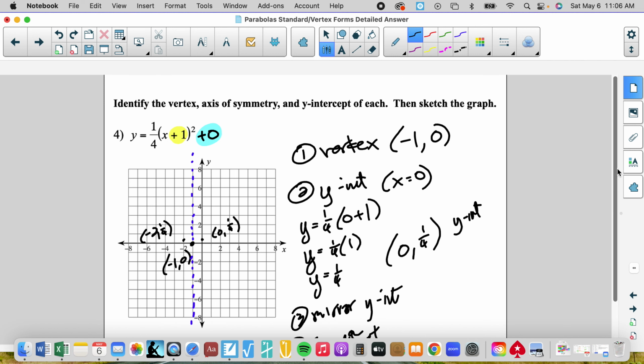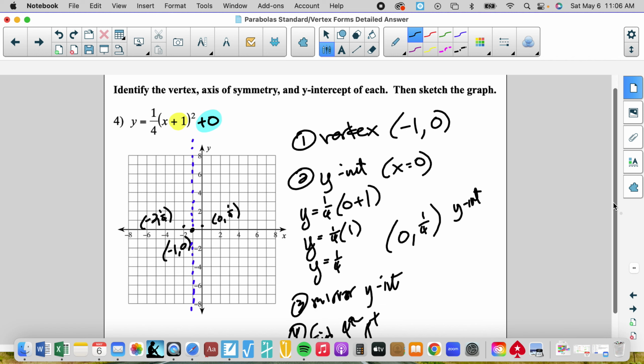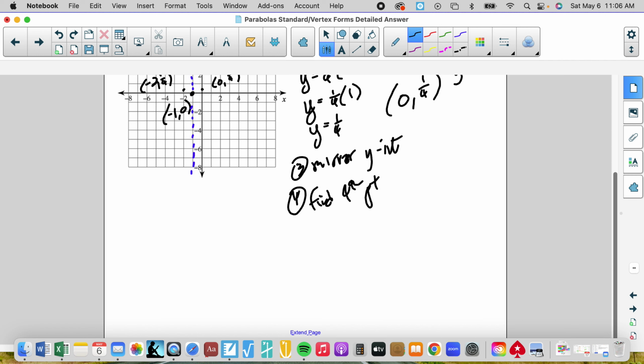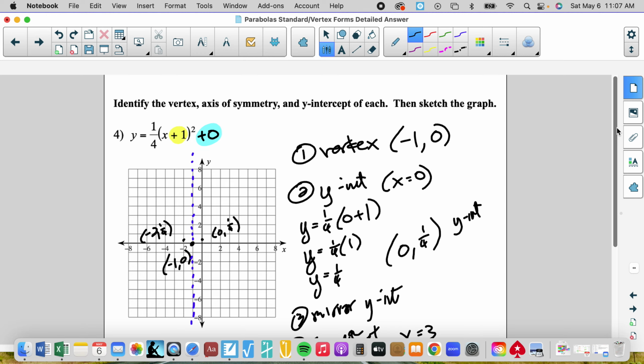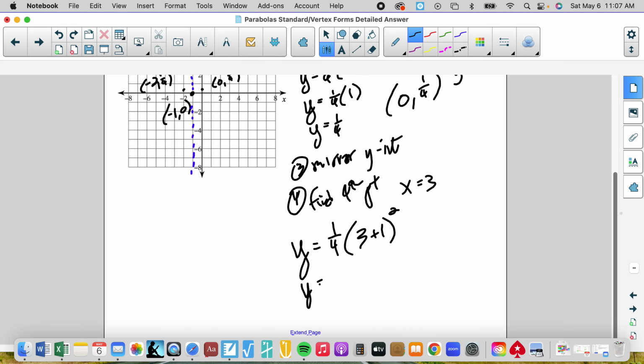Find a fourth point. So what value do I want to come out of that squared? Well, I want a multiple of 4. So if I pick x equals 3, that would be good. If I picked x is -3, that would be kind of crazy. But let's pick 3. Let's keep it relatively straightforward. X equals 3. So we get y equals 1/4 times the quantity (3 plus 1) squared. Is that correct? Did I write that? Plus 1, quantity squared? Yep.